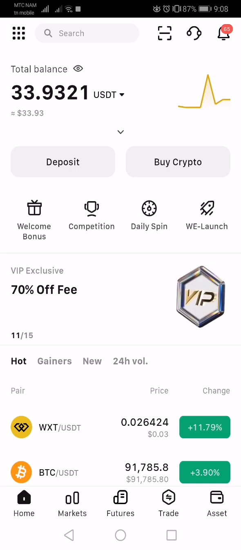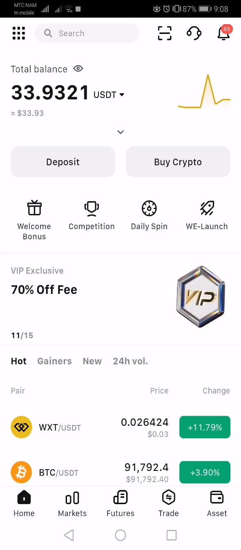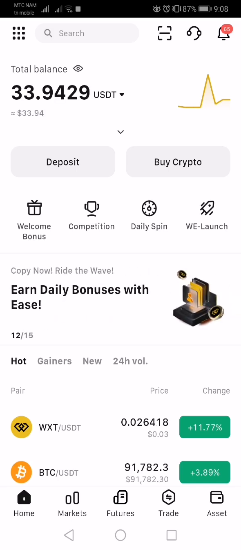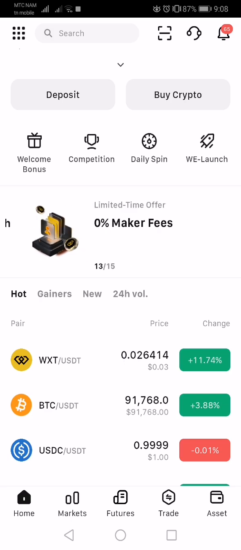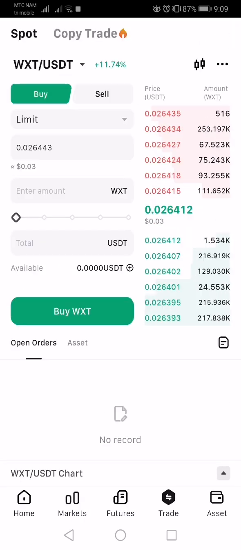So this is the new exchanger Wix, but you can basically use any exchanger, and your guide on going to spot trading is always at the bottom of your app. So you see at the bottom of my app here, I have home, then I have market, then I have futures, then I have trade. Trade is for where we do the futures trading.